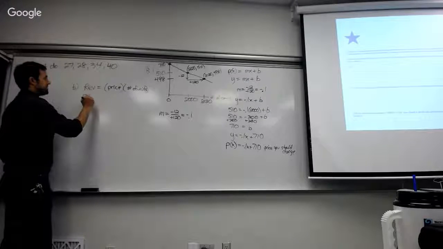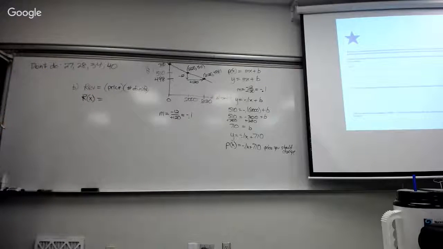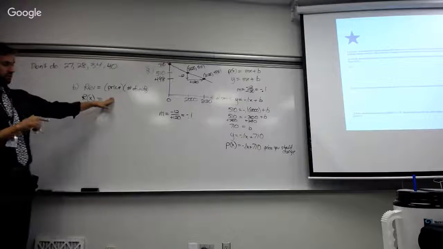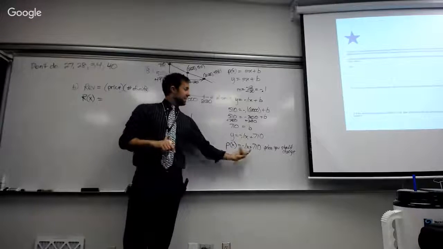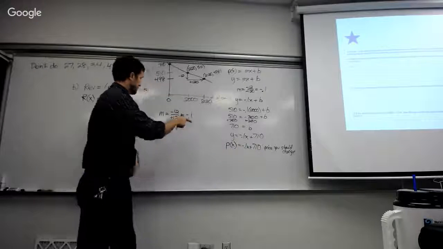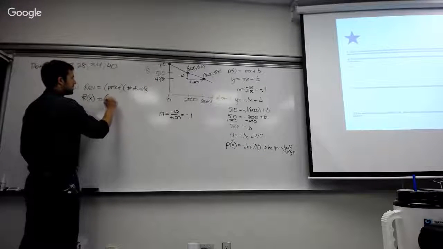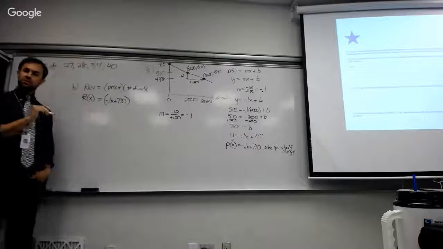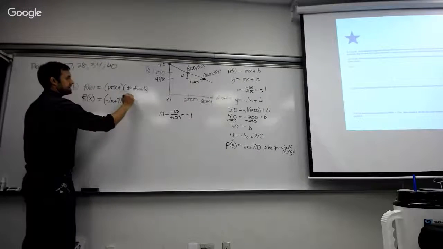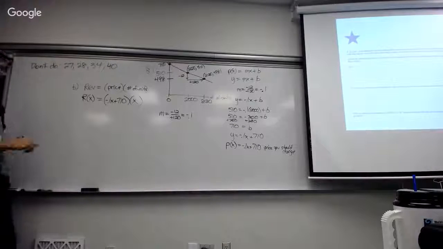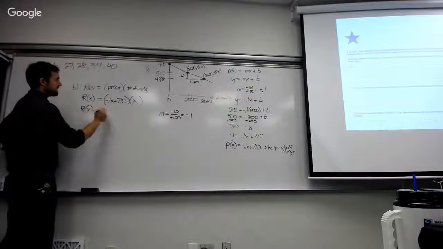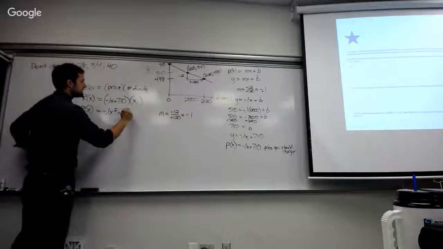So in this case, our revenue, R of X, what is our revenue? Well, what's the price we charge? The price we charge is our linear model for the demand function. That's how much we're charging. As a function of X, we're charging negative 0.1 X plus 710. And how many units do we sell? X. So that's our revenue. We go ahead and distribute the X. So it's negative 0.1 X squared plus 710X.